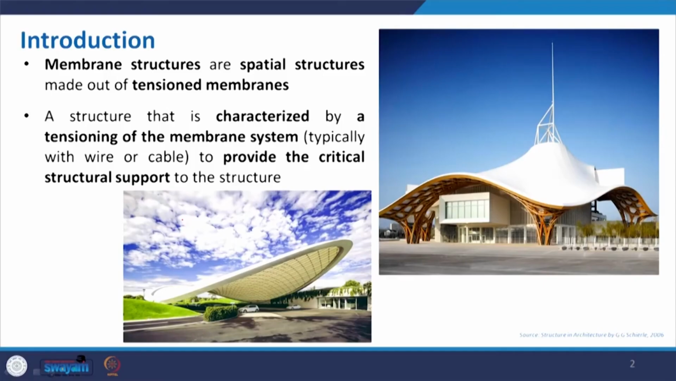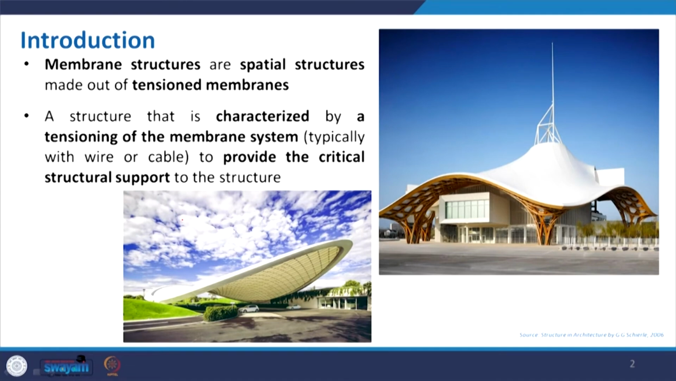At the introduction, what exactly is the membrane structure? So, it is a special structure which is made out of tensioned members. So, membrane structure or fabric structure is one kind of tensile structure. The components that we have in this are the membrane or fabric in one, and the other is the structural support. That may be a mast, that may be a cable, that may be a rope. So, we will see the different kind of support system as well.